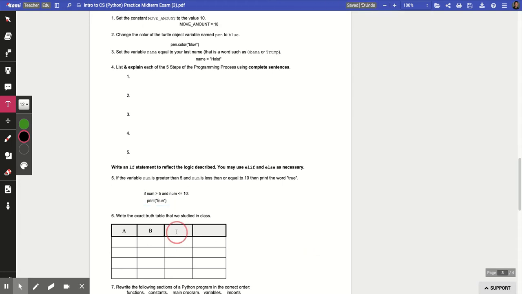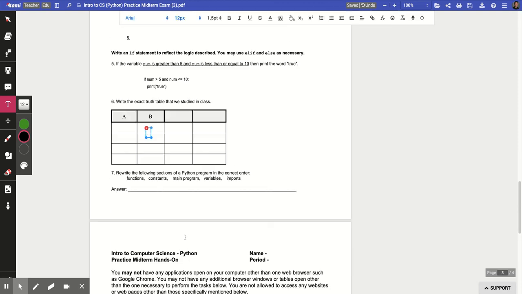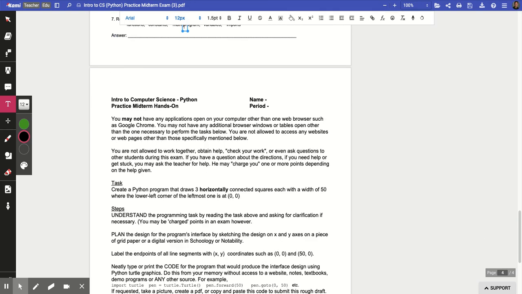Truth chart, strict parent, easy parent, and an or, 1s and 0s. I already have videos where I show that in my notes. Putting these in order, you should just have that memorized, quite frankly, in this class. Imports was first, then constants, then variables, then functions, then main program. This part is covered in another video.